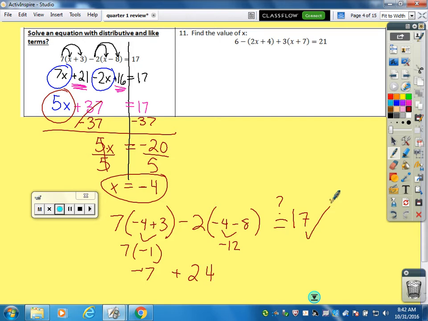So take a moment, pause the video, try this one all on your own, and then come back and see the explanation if you struggle at all.